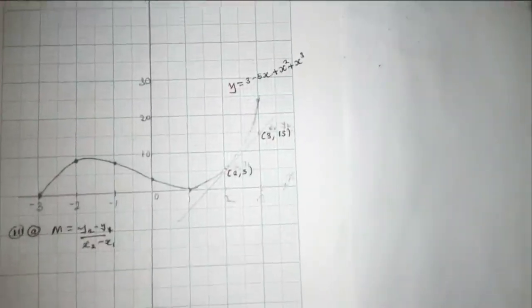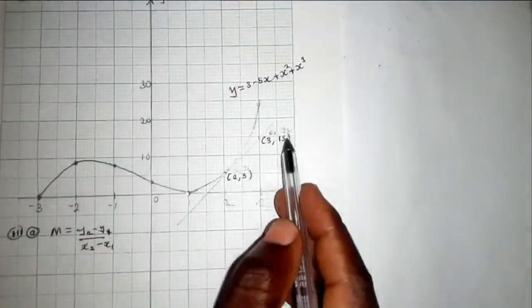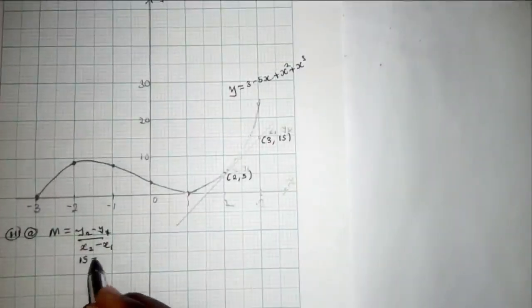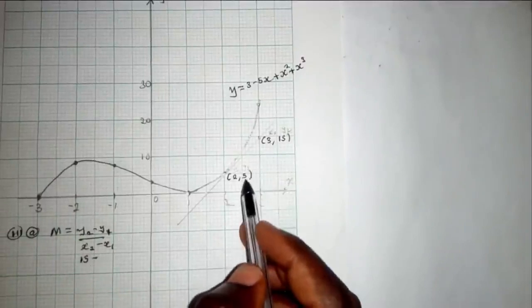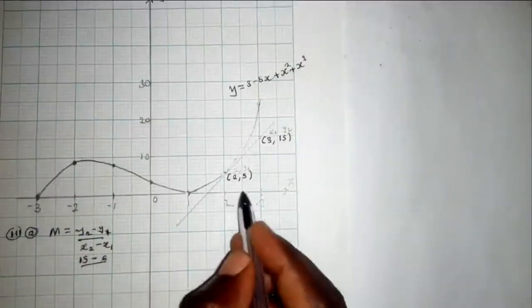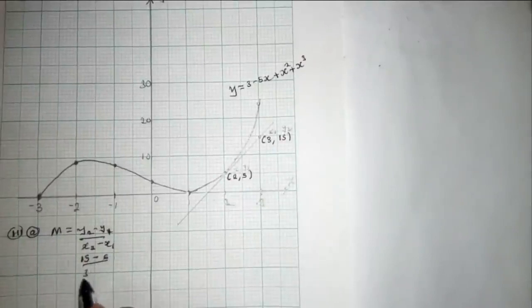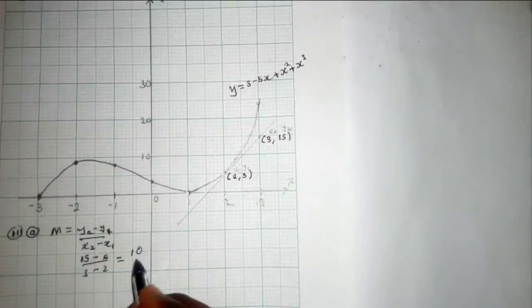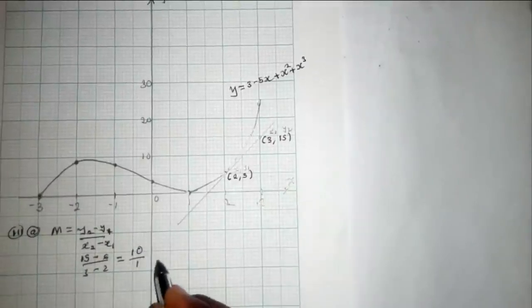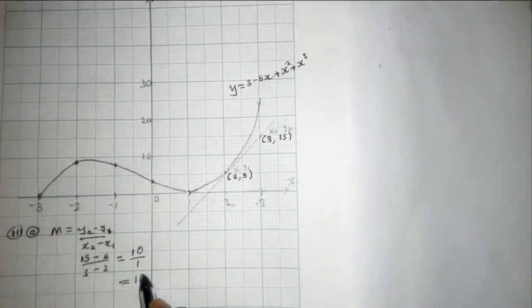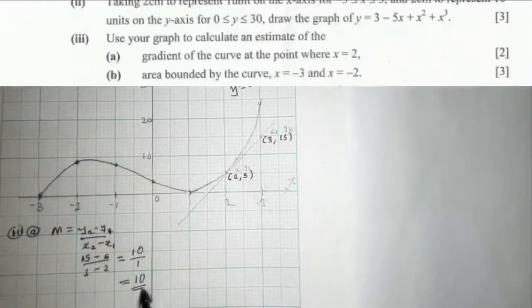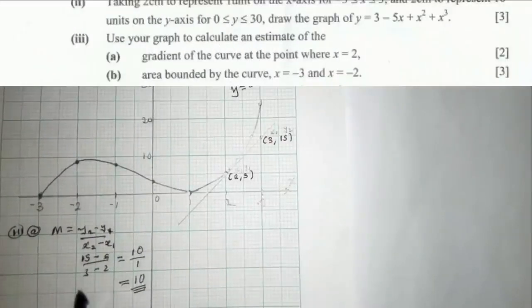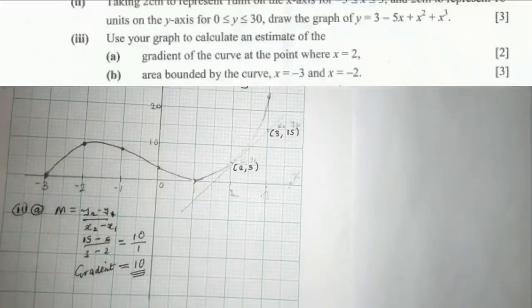So now I can pick what is my y sub 2, it's here, it's 15, minus my y sub 1 which is 5, over my x sub 2 which is 3 minus 2. And then when I solve, I have 10 here over 1. So my gradient will be equal to 10. So gradient is equal to 10. If you want, you can write gradient is equal to 10.